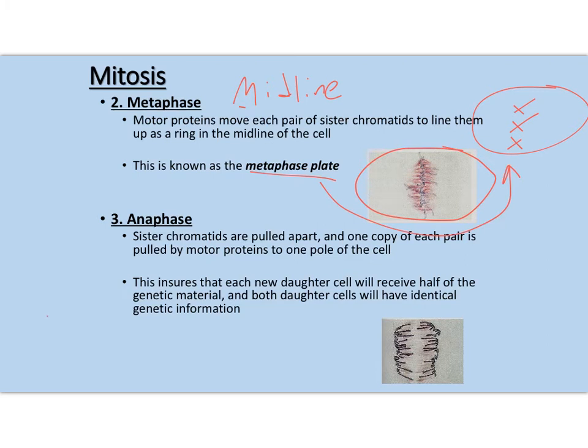Third stage, anaphase, remember, apart. Alright, the sister chromatids will pull apart, so essentially each half of the X, the red piece will go that way, the blue piece will go that way. Alright, and again, remember, these two things, this blue and this red, are identical. So by pulling them apart to either end of the cell, we've divided our DNA equally, and each daughter cell will receive an identical copy of the genetic material.